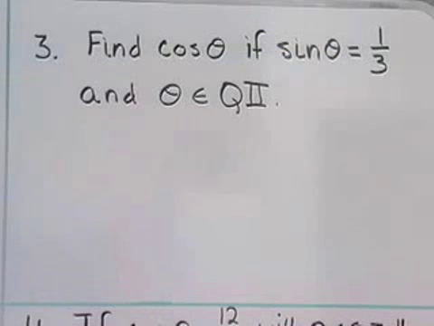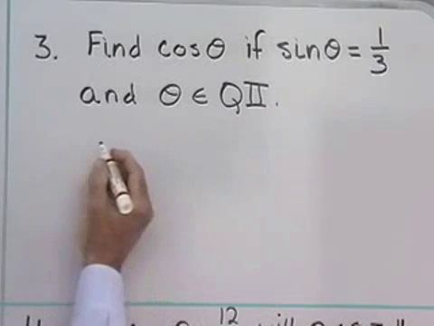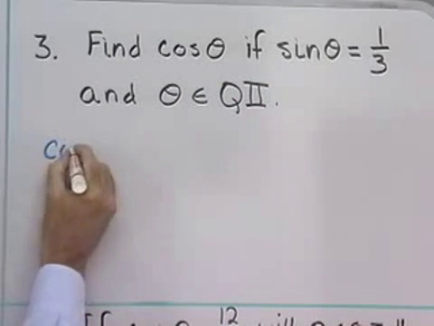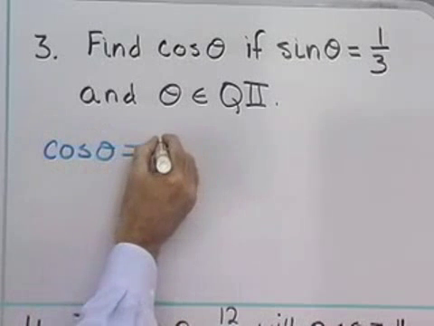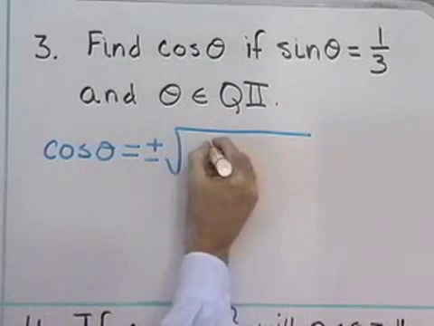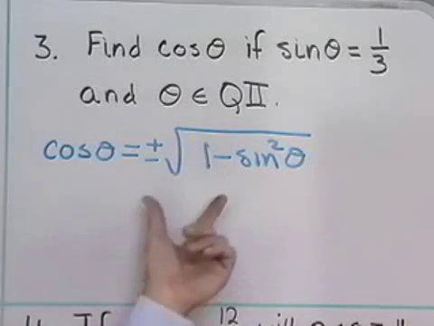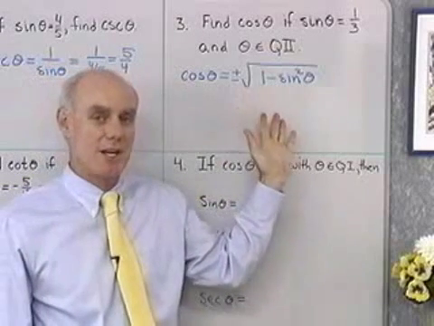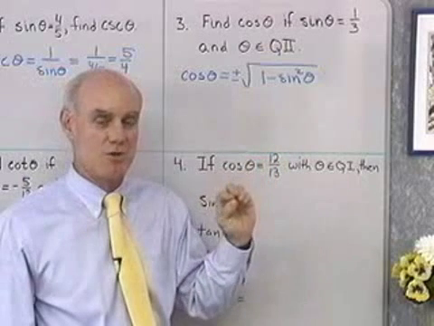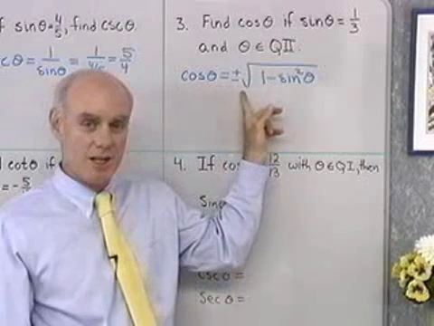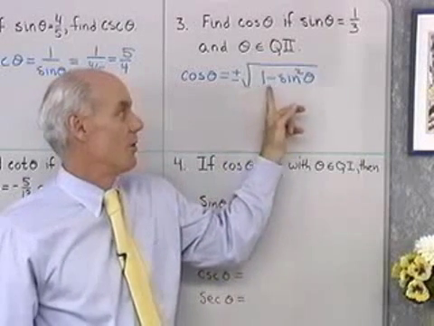Here's our next one. Find cosine theta if sine theta is 1/3 and theta terminates in quadrant 2. Well, I have a Pythagorean identity that tells me I can find the cosine if I have the sine using this identity. Cosine of theta is equal to plus or minus the square root of 1 minus sine squared theta. That's an alternate form of my Pythagorean identity. My basic Pythagorean identity says that sine squared plus cosine squared is always equal to 1. An equivalent form is that cosine theta is plus or minus, depending on what quadrant we're in, the square root of 1 minus sine squared.